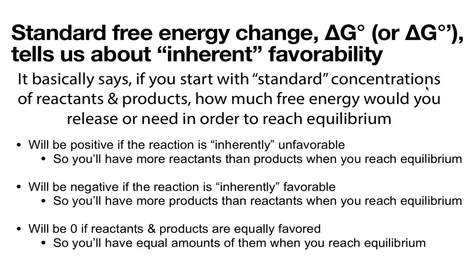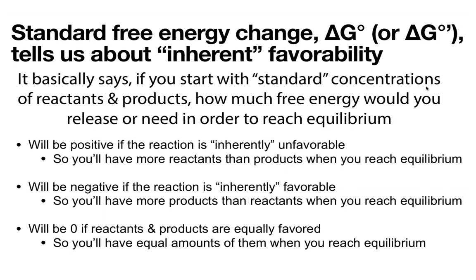Now, what we typically see is this thing called a delta G naught. And sometimes you'll see delta G naught prime, which we'll talk about in a second. And this is basically a way to tell us about inherent favorability. So as we were talking about, we had that drive to move when we were far from equilibrium and no drive when we were at equilibrium.